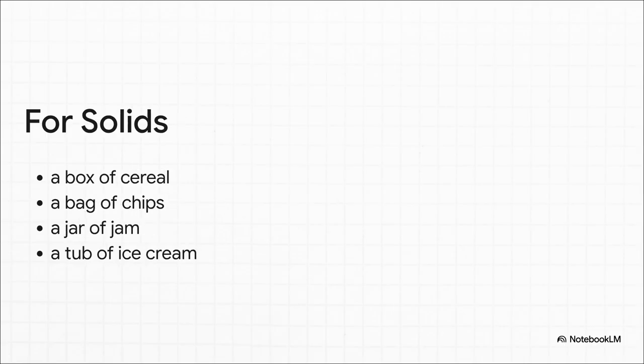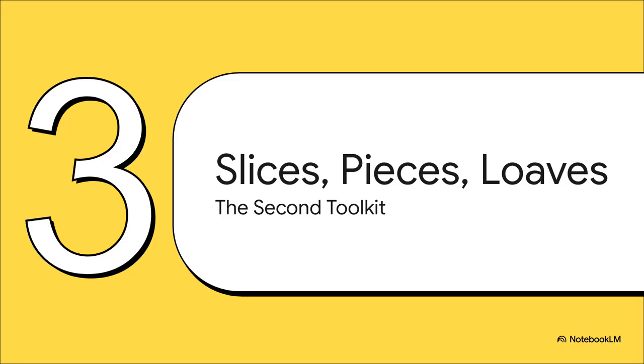And this works just as perfectly for solid foods. You grab a box of cereal, you get a bag of chips for a movie night, you open a jar of jam for your toast, or maybe you treat yourself to a whole tub of ice cream. Super simple, right? Okay, so using containers is pretty straightforward. But what happens when the food isn't in a neat little package? Well, that's where our second toolkit comes in.